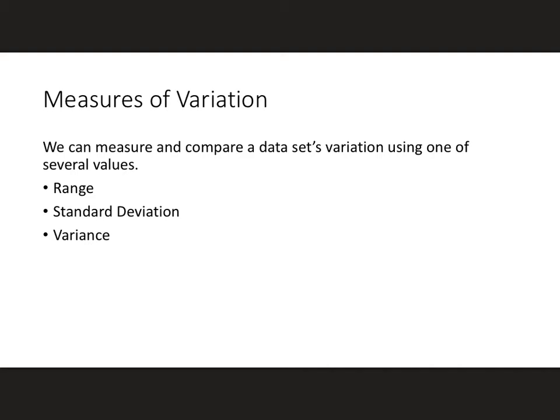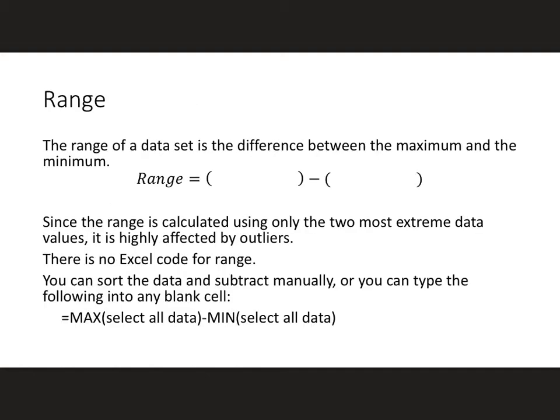We can measure and compare a data set's variation by using one of several values: range, standard deviation, and variance. The range for a data set is the difference between the maximum and the minimum. So our formula here is going to be range equals the max value minus the min value.